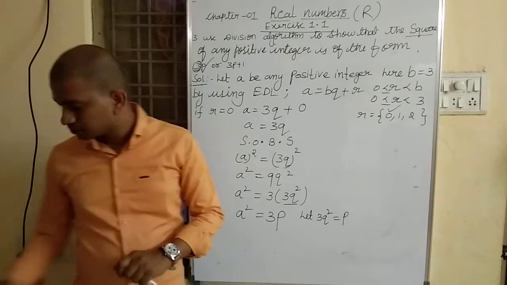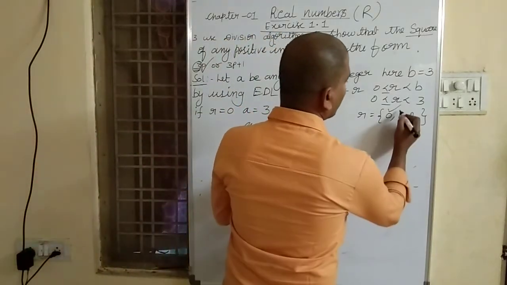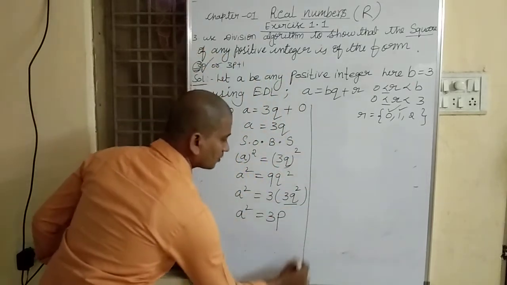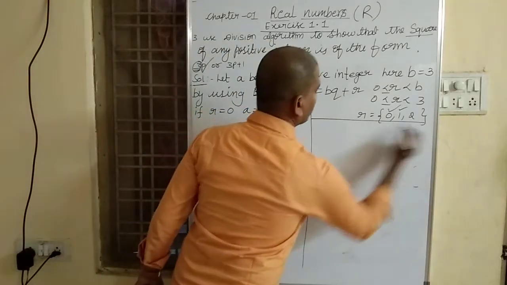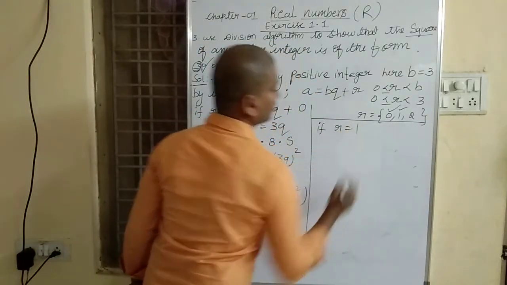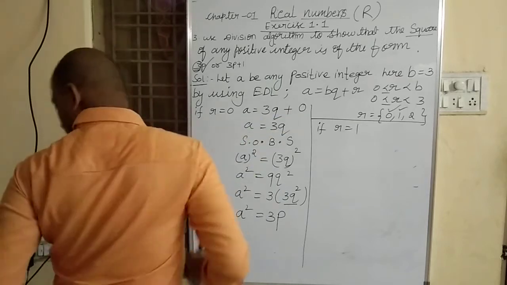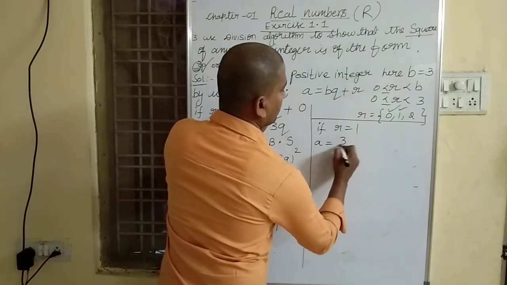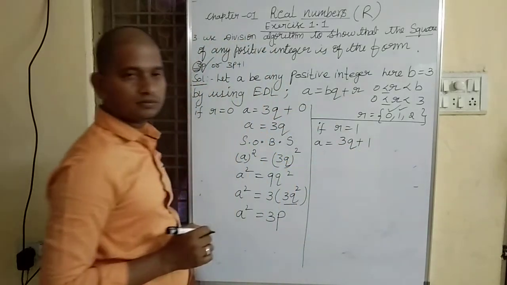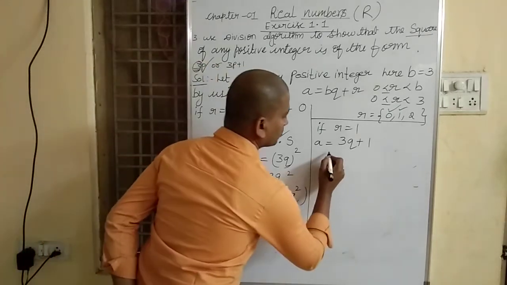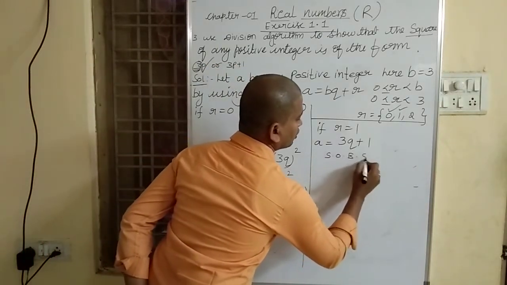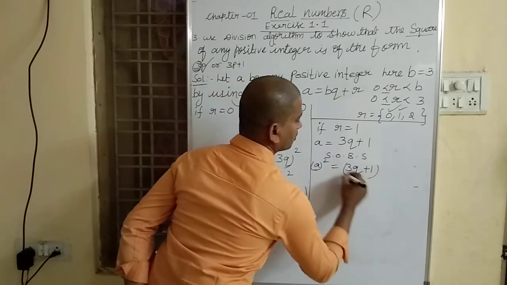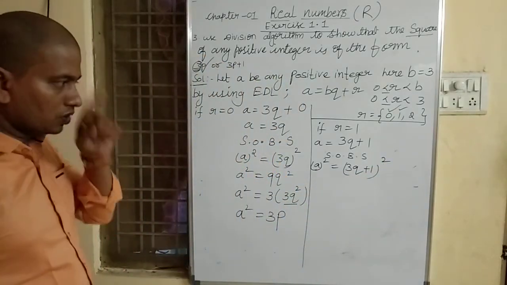Okay. Now coming to the second one, r value is 1. If I take r equal to 1, what is Euclid's division lemma? a equal to bq plus r, I mean 3q plus r value is 1. Now squaring on both sides, that is a square equal to 3q plus 1 whole square.